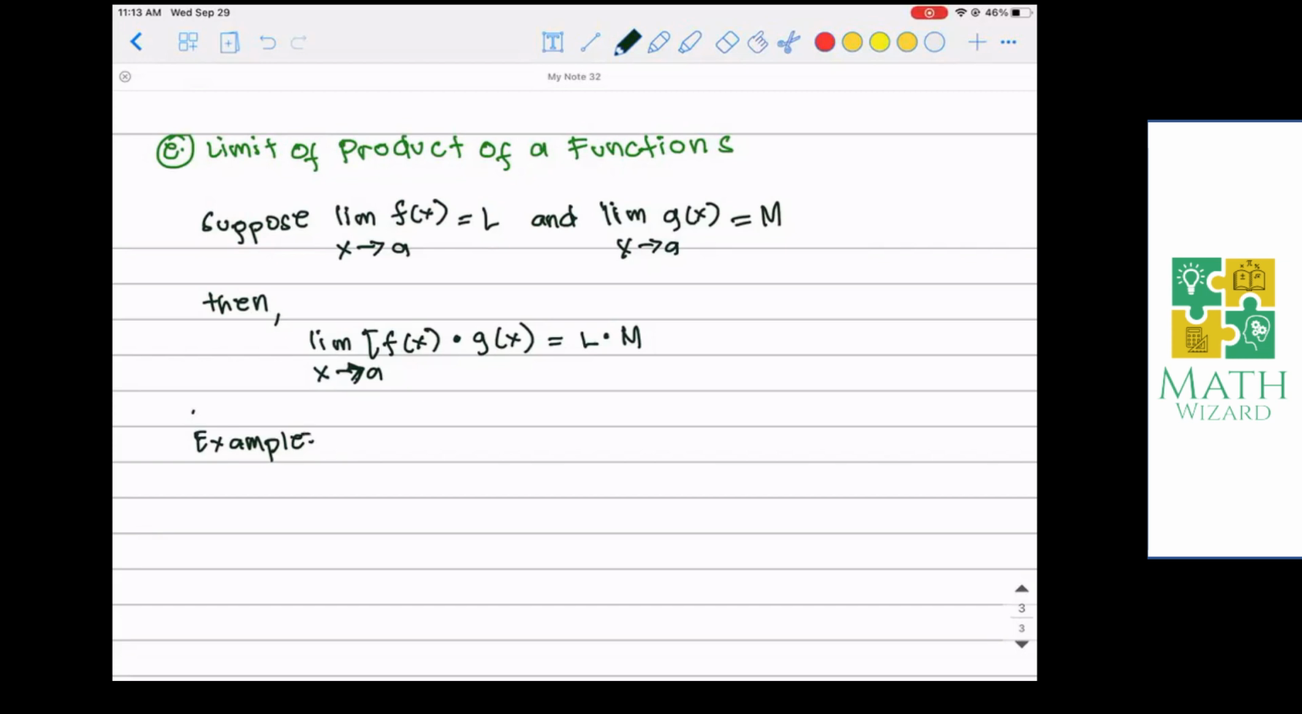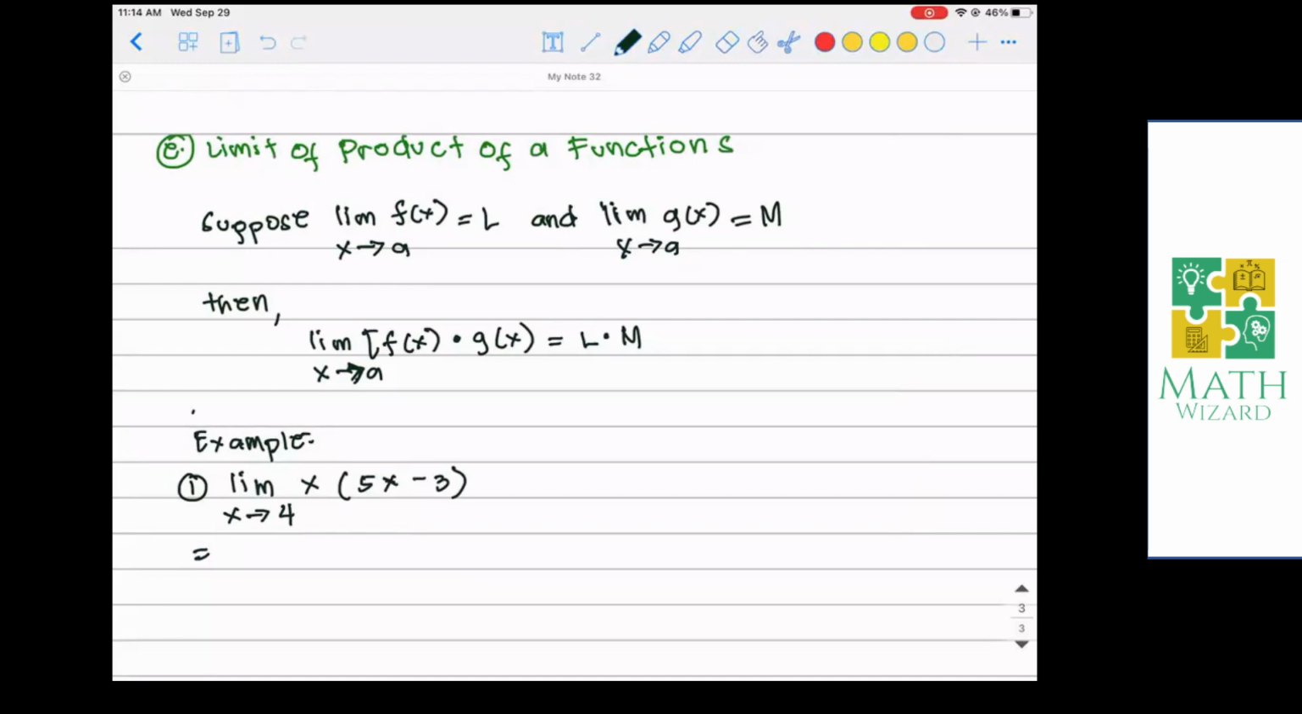So let's have our first example. Let's say the limit of x multiplied to 5x minus 3 as x approaches to 4. Applying na the limit of the product of a function rule.